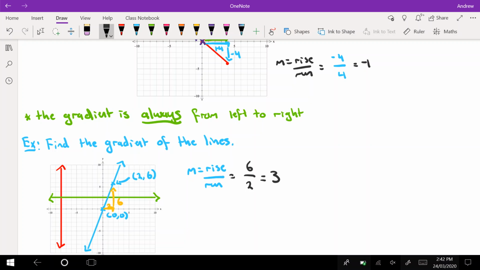Now the vertical and horizontal lines is where we need to start thinking a little bit differently. Horizontal line. If I stay flat the whole time, how much am I changing up or down? 0. I'm not going up, I'm not going down. So for my green line, my rise will be equal to what? 0. And what's anything divided by 0?